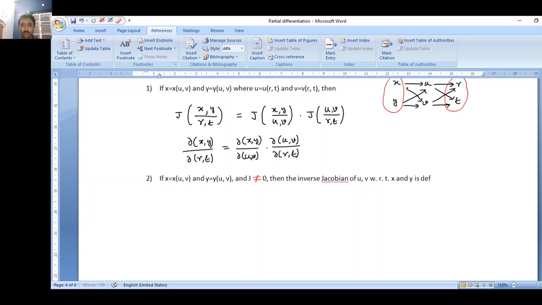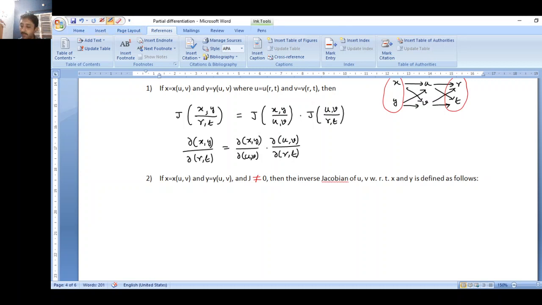Okay, and this is defined as follows. I repeat, x is a function of u and v and y is a function of u and v. Accordingly, we should be able to write or find J, which is J of x comma y by u comma v. And suppose that value of J is not equal to 0, then the inverse Jacobian of u and v with respect to x and y is defined as follows.